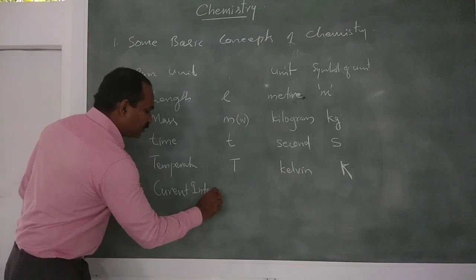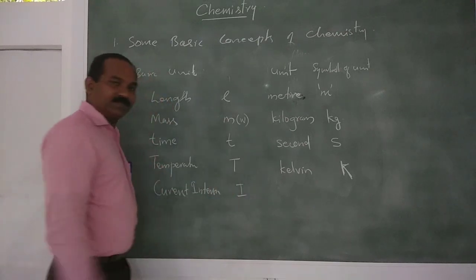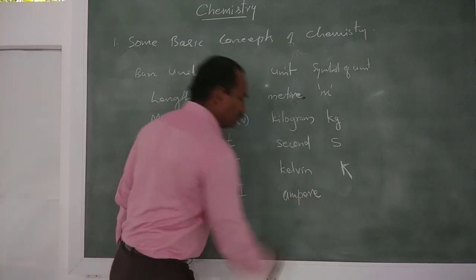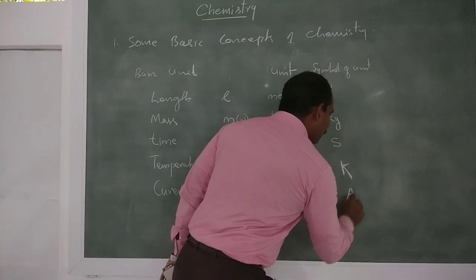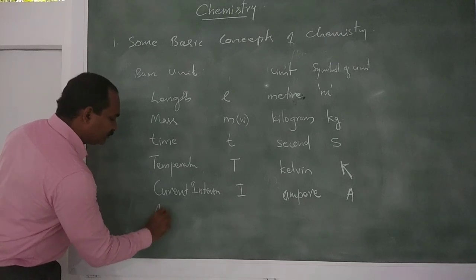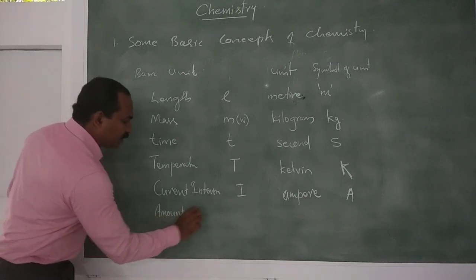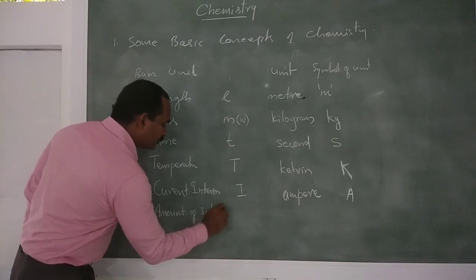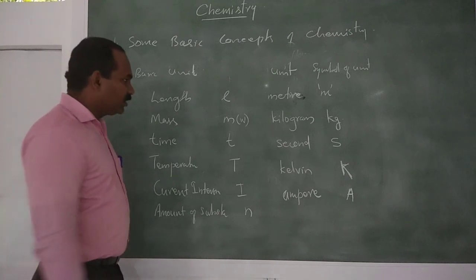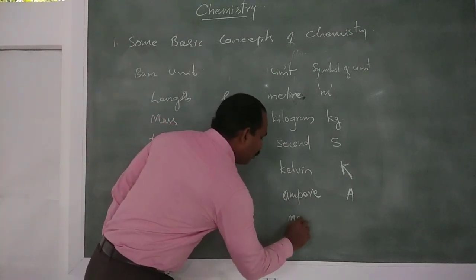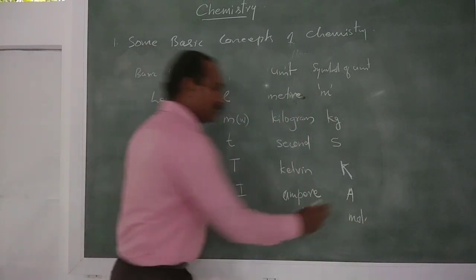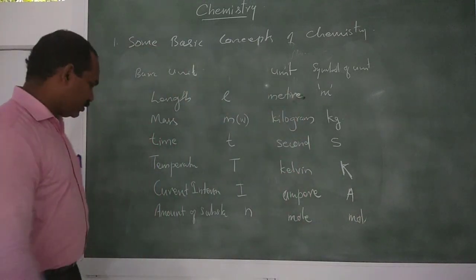And another one, current intensity. Current intensity I, in ampere. So A, ampere. Then amount of substance. It is n, small n. The symbol of the unit is mol. Mole.